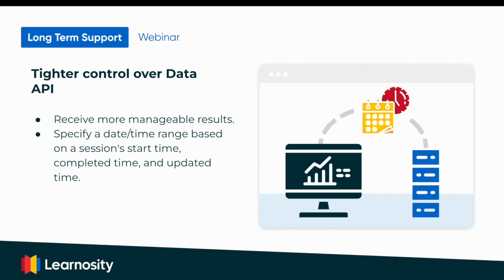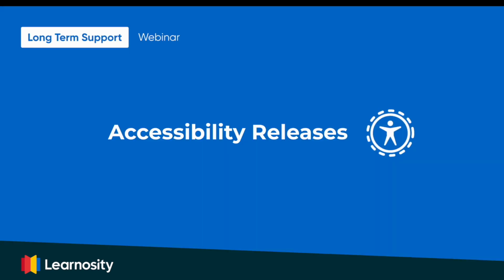In analytics, we're also providing tighter control via Data API. Querying Data API can be like drinking from a waterfall, but now you can stem its flow. Receive more manageable results by specifying a date-time range based on a session's start time, completed time, and updated time. Now over to Monet, who's going to talk about the work done in accessibility.